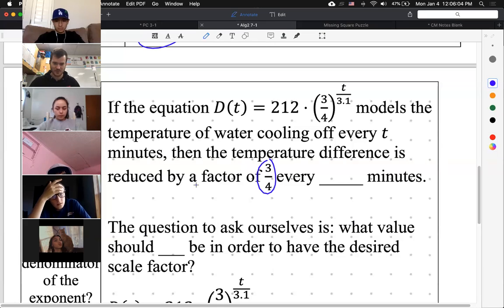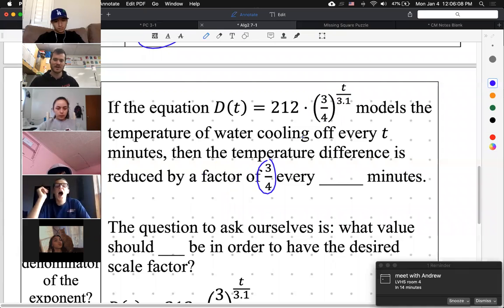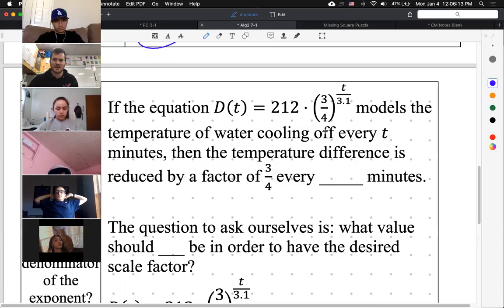It has that factor of 3/4, this factor that is right there of 3/4 every how many minutes? And the answer is whatever the denominator is right there, every 3.1 minutes. Done, the end. The answer here is 3.1. So if you're thinking, oh, well, that's just easy, you put whatever's in the denominator, you're going to get all the homework correct, and you're probably going to do all of the stuff correct on the quiz.